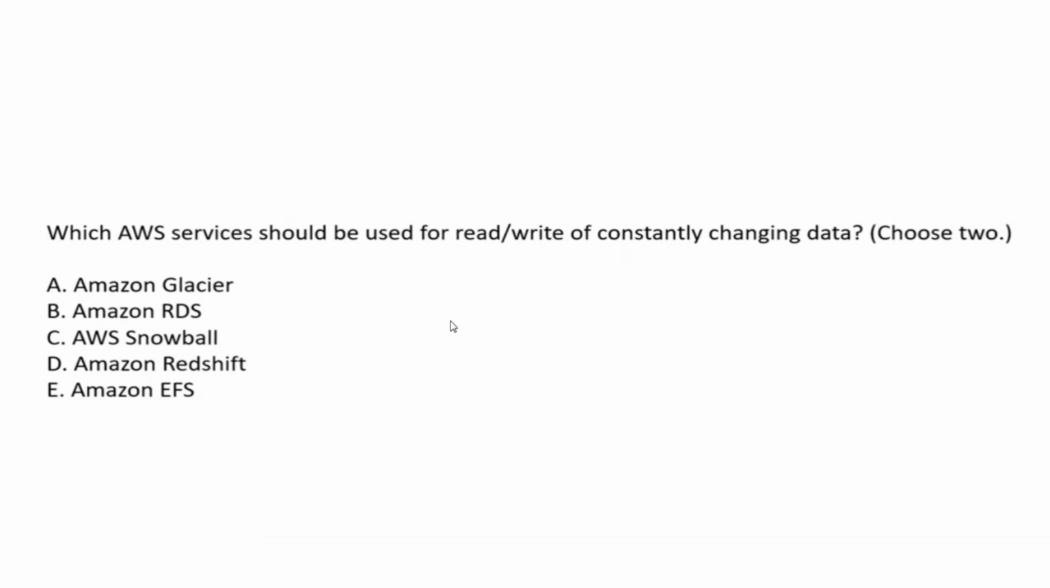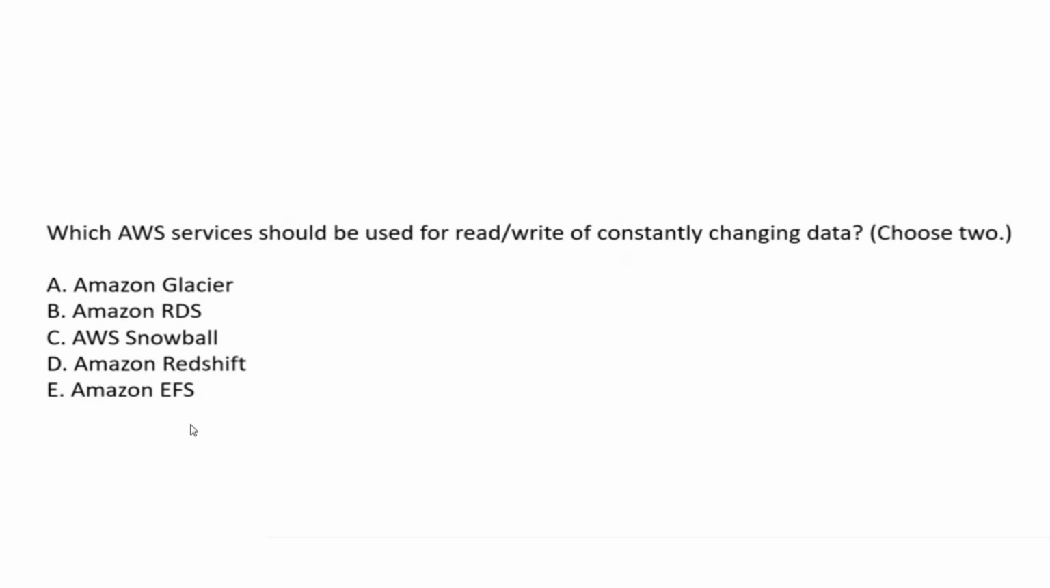It says, which AWS service should we use to read or write constantly changing data? Choose two. One more thing, when you get this choose two option, you have to choose two options from the given options, and in your exam you would be encountering these kinds of situations, and there you can have choose three also. So you have to go with three options from the given options. Let us read the options first. One is Amazon Glacier, the other is Amazon RDS, the third one is AWS Snowball, Amazon Redshift, Amazon EFS.